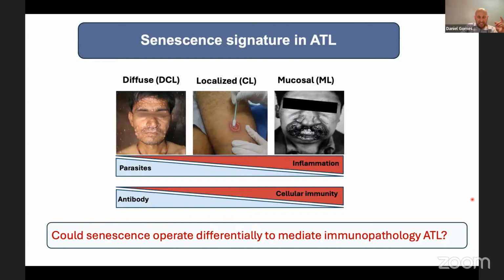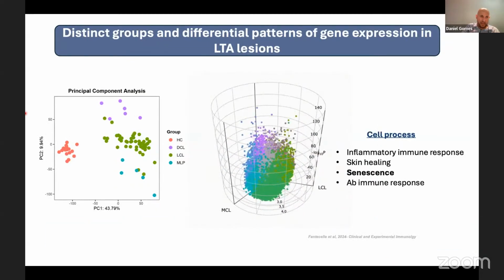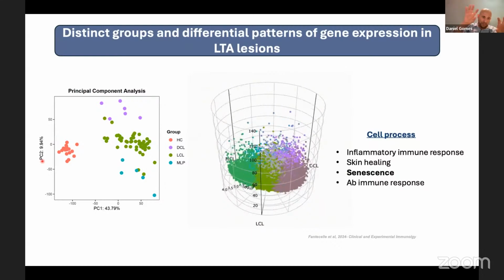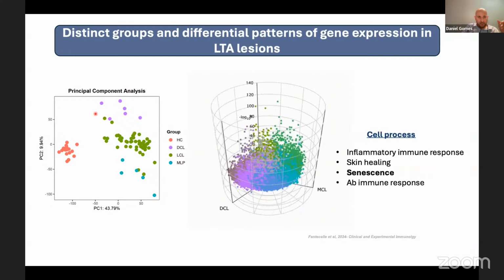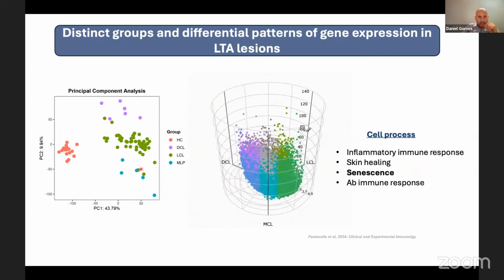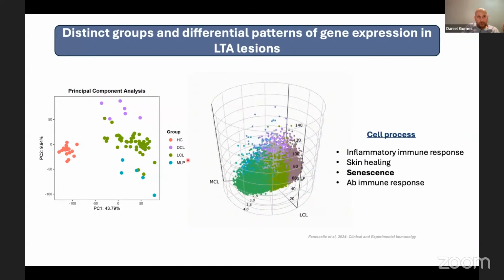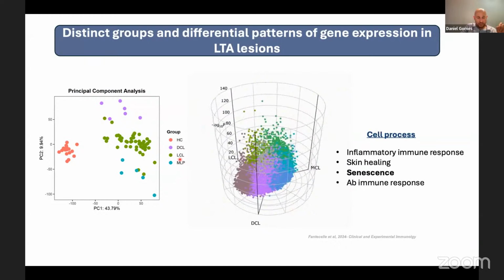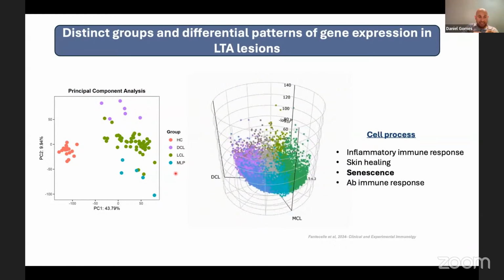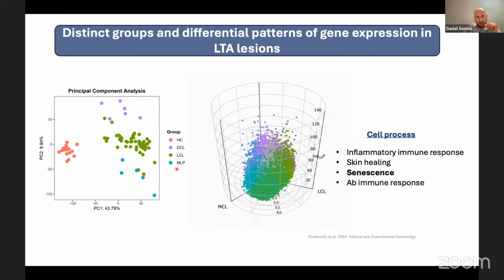So basically, we took the biopsies from these patients. We did transcriptomics from diffuse, localized, and mucosal. This is just to highlight that we could see complete separation of the clusters: healthy controls, patients with diffuse, patients with localized, and patients who progressed to mucosal. It's not patients that had mucosal, but patients with localized disease and then progressed to the mucosal clinical form.